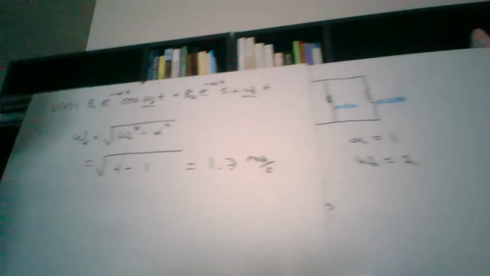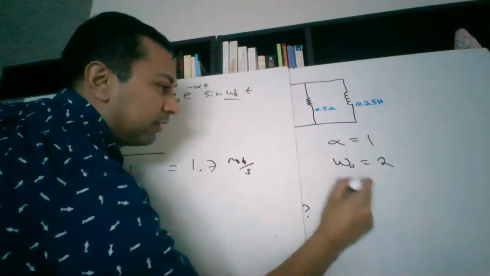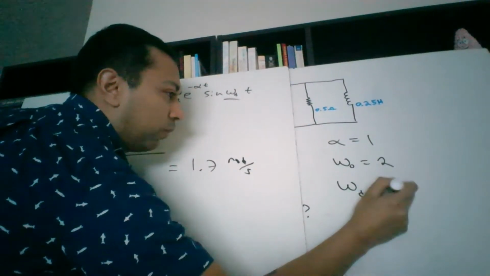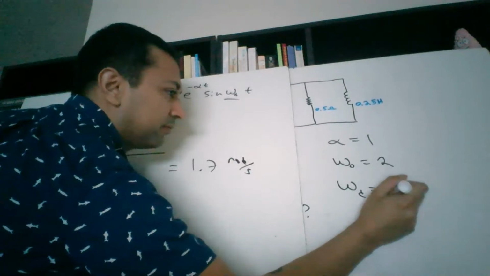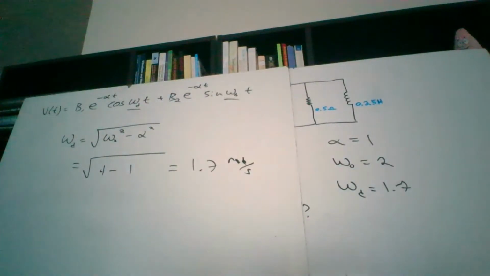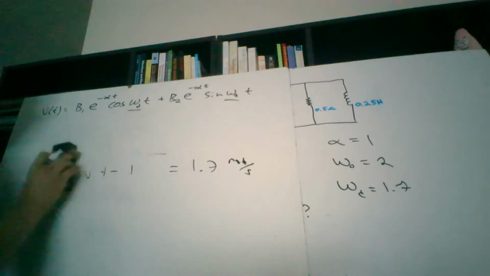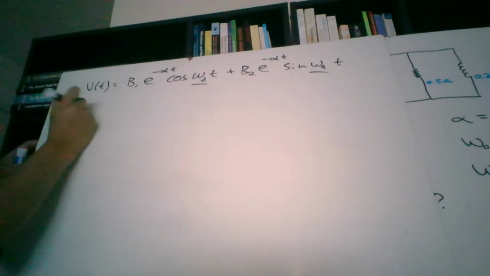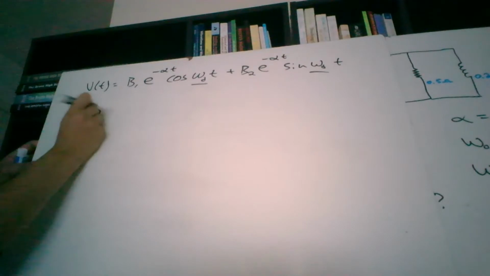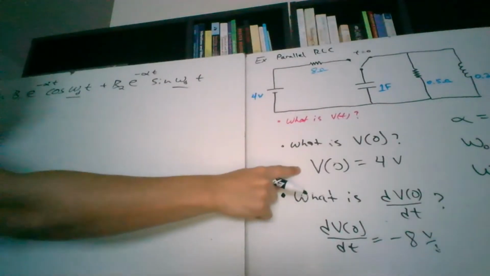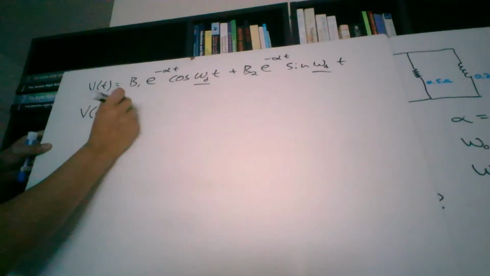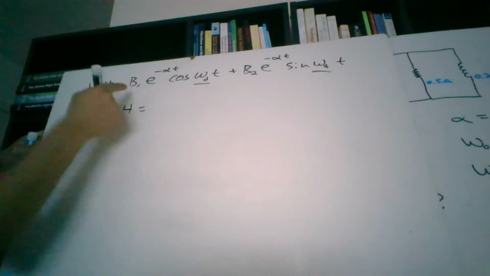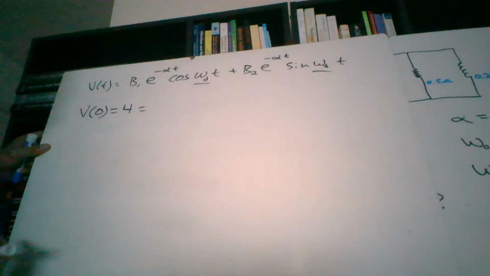And I'll put that over here as well. So omega damped is going to equal 1.7. All right. Now we can finally put in our initial conditions. So one condition was that the voltage of the source at 0 was equal to 4 volts. So all of this is equal to 4 volts. And then over here, we're just going to substitute for time 0.